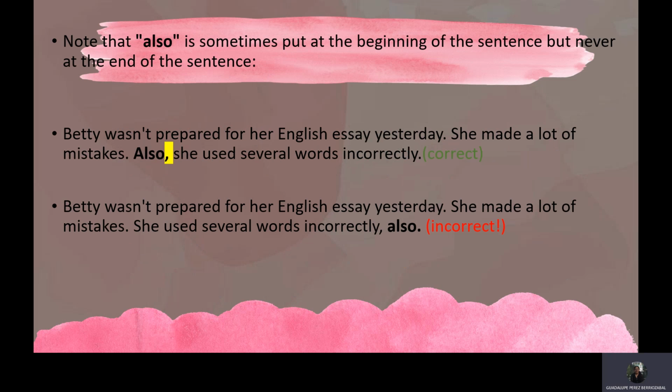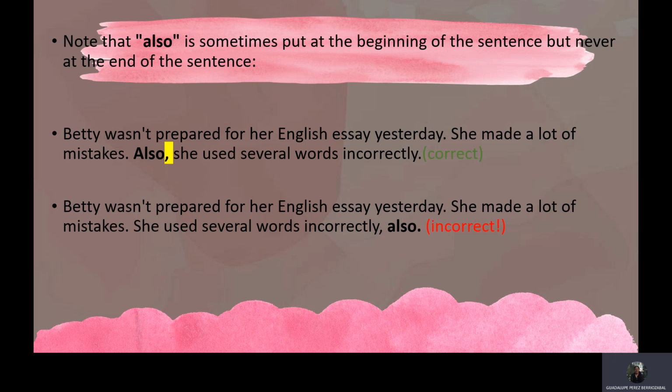And now, note that also is sometimes put at the beginning of the sentence, but never at the end of the sentence. For example, Betty wasn't prepared for her English essay yesterday. She made a lot of mistakes. Also, she used several words incorrectly.